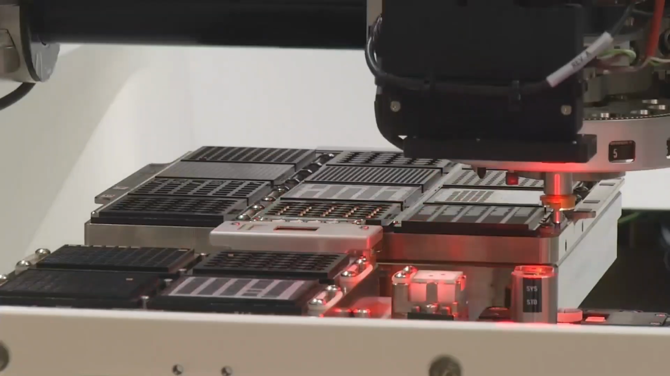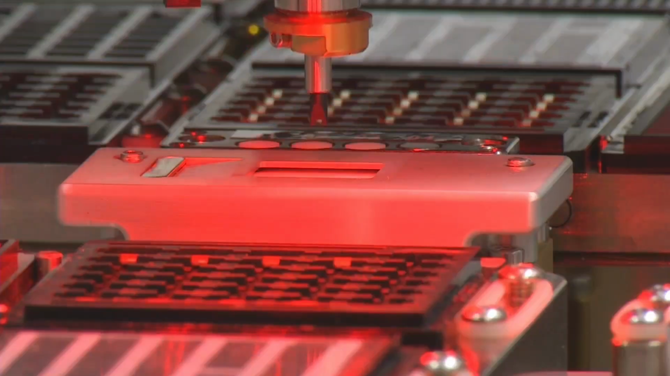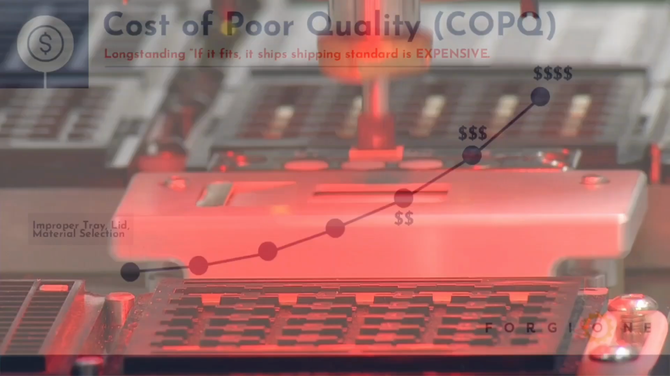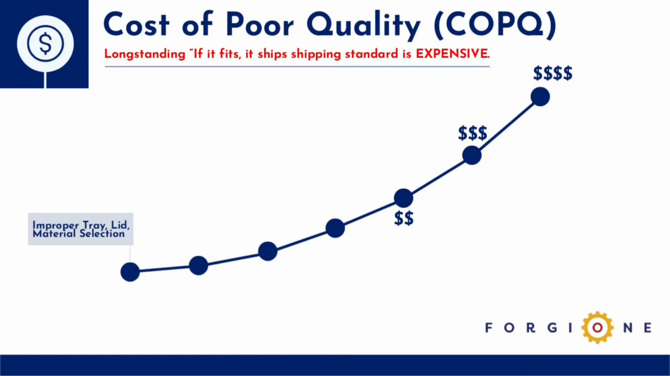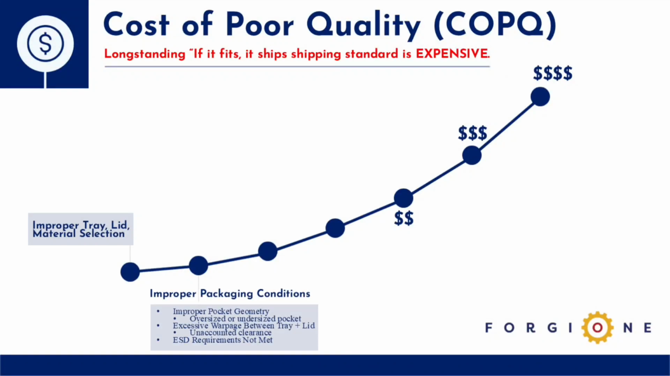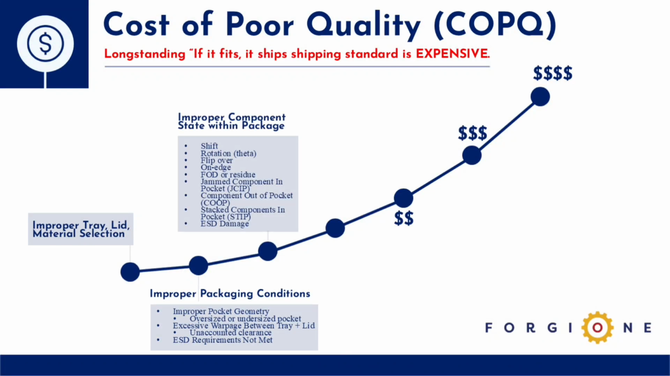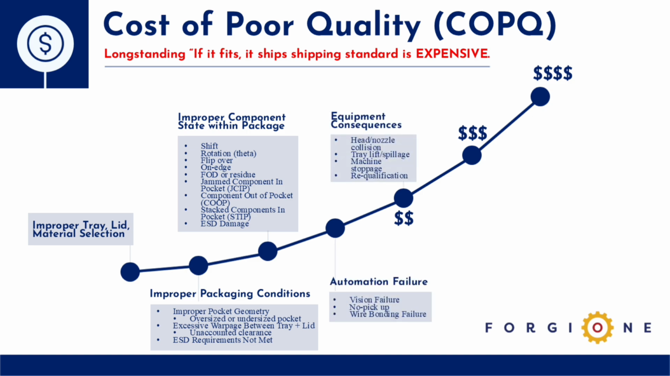The farther the component makes it through the process, the higher the rework cost and collateral damage when removal is required. Automation failures, tooling, and equipment damage are enormous cost drivers, leading to downtime and key resources being dispatched to diagnose and resolve problems that come from a poor package selection.